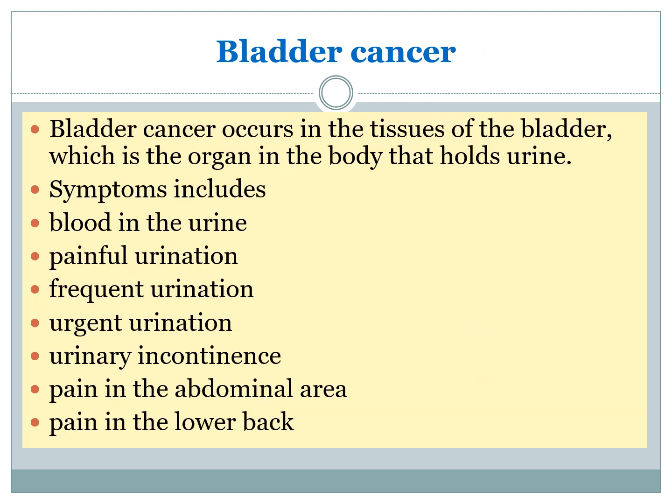Then bladder cancer. It occurs in the tissues of the bladder, which is the organ in the body that holds urine. Symptoms include blood in the urine, painful urination, frequent urination, urgent urination, urinary incontinence, pain in the abdominal area, and pain in the lower back.